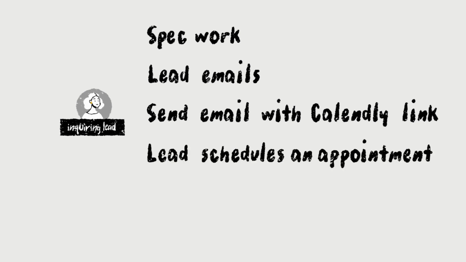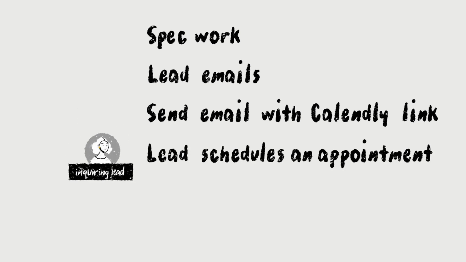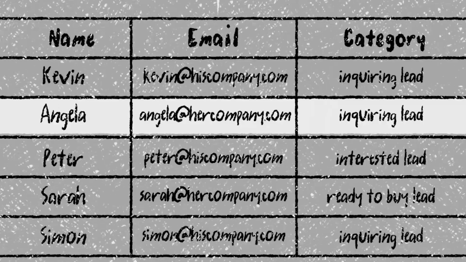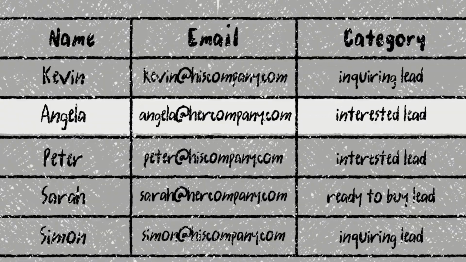And what that email does is that if that lead would reply or would schedule an appointment with me, that would send me a signal, right? That this person is interested. So once they scheduled an appointment or replied to my email, I update my record. From inquiring, they become an interested lead. So we have scheduled a call.